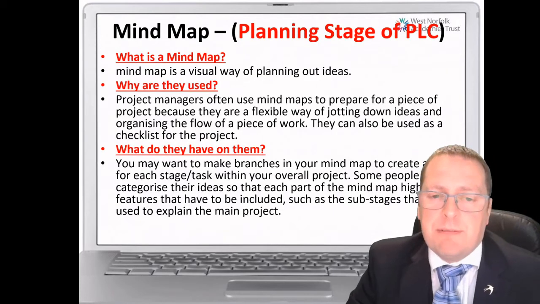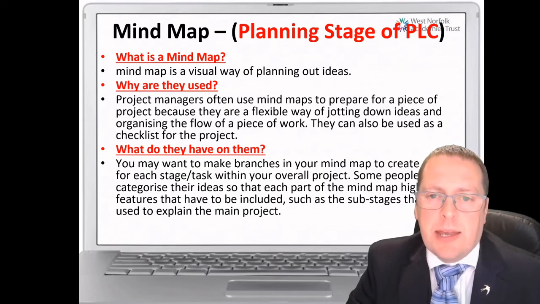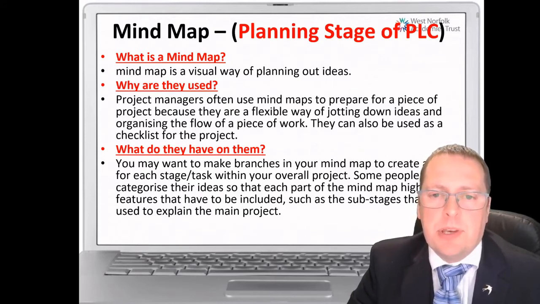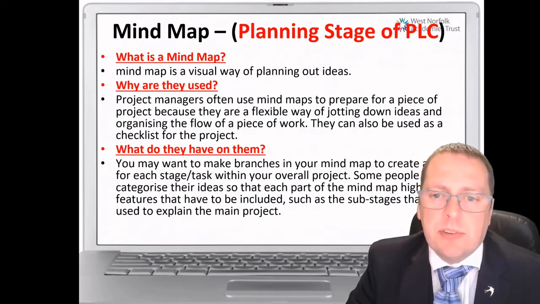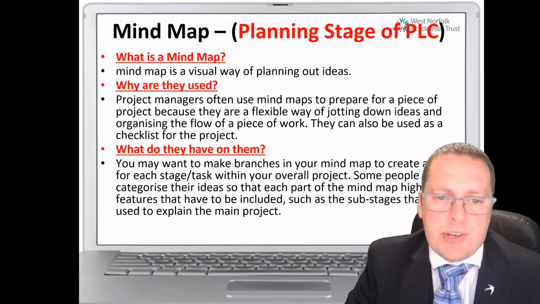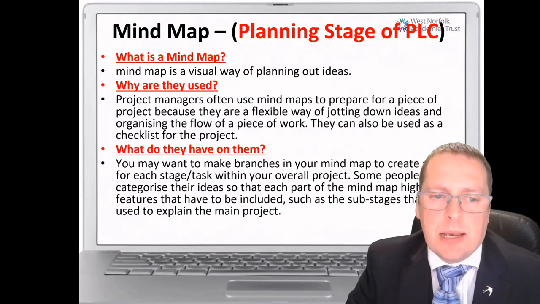So a mind map is a visual way, something that we can look at, to plan out our ideas. So it's like initial ideas, what's going on in the project. They're used to prepare a project and work out exactly what needs to be done. So it's a planning tool to organise your work. And you can also use it as a checklist for a project and tick bits off as you proceed through a project.